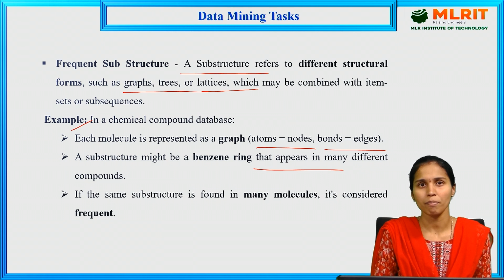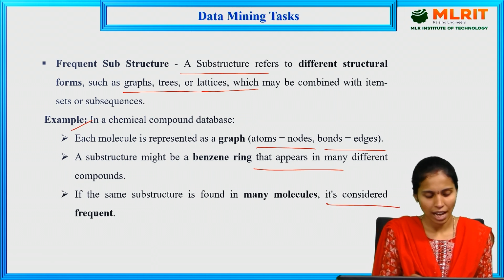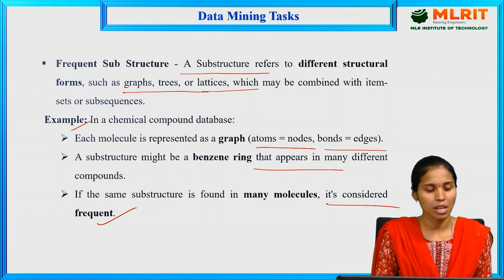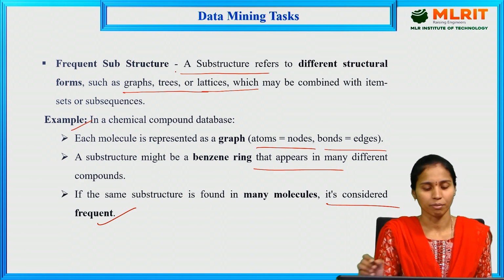If the same substructure is found in many molecules, it can be considered as frequent. This is about frequent substructure.